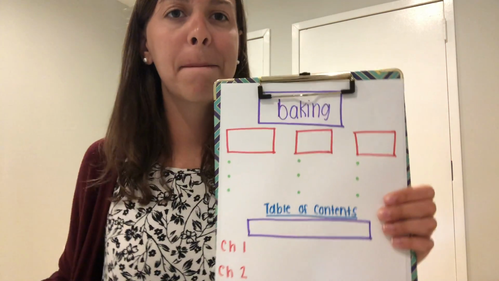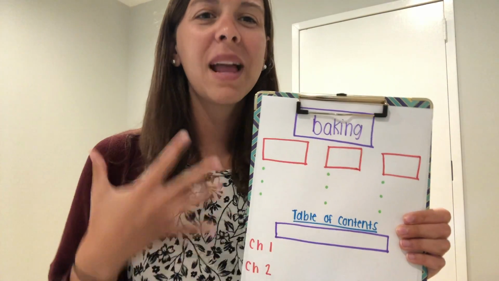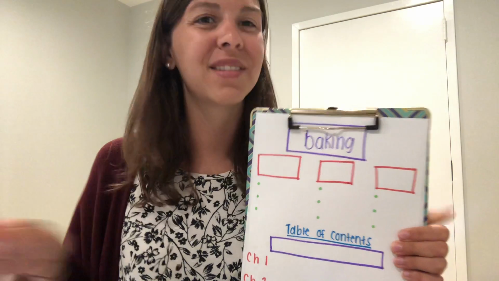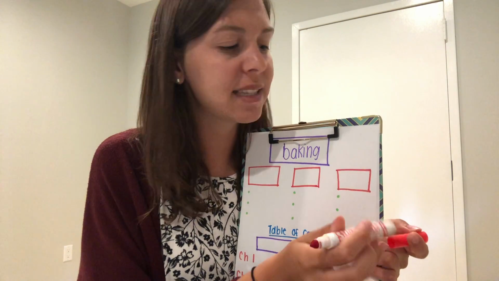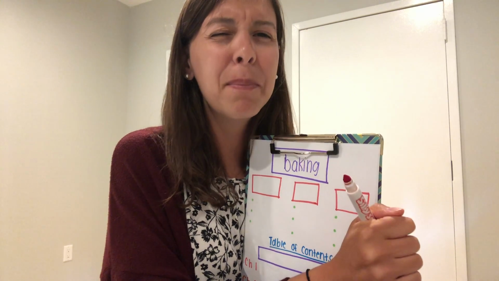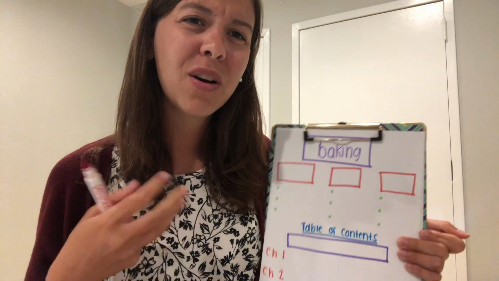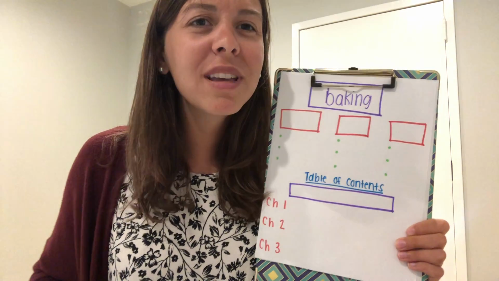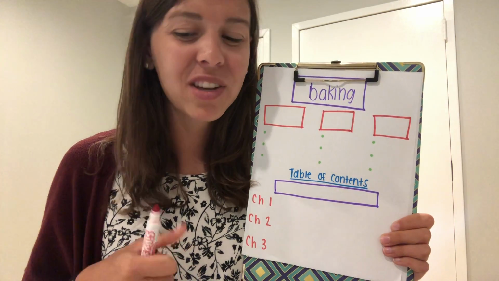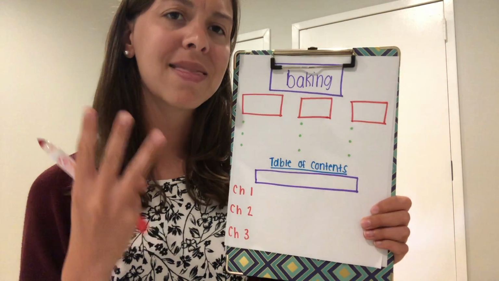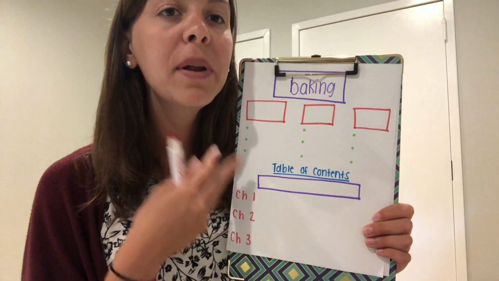So now I have my main idea, my topic, but I have to think of some things that are a little more specific about that topic, called subtopics. These are things that could be a chapter in my book about baking. If I was writing a book all about baking, what would my chapters be? Well, I really like to bake cookies and cakes and brownies. I think those are my three main things that I like to bake. So I'm going to write those in here.